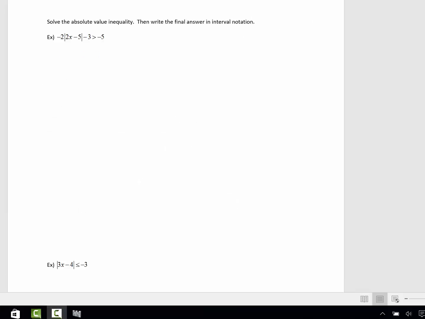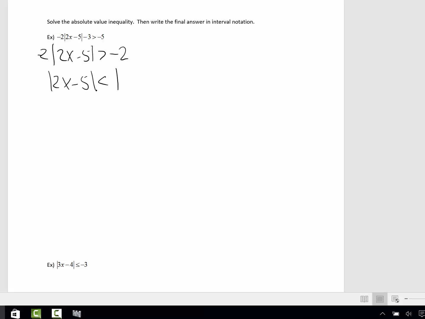All right, let's do the next example then. So again, I need to get the absolute value bars by themselves. I'm going to add the 3 first. Divide by a negative 2. Now remember, when you multiply or divide by a negative number, you must switch the inequality sign.